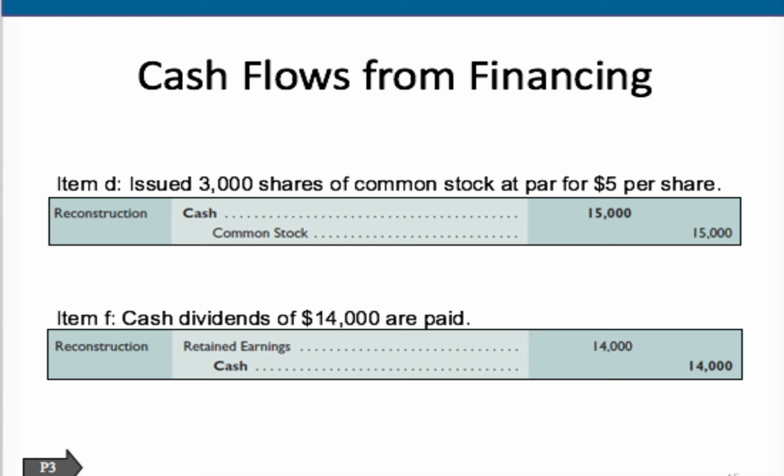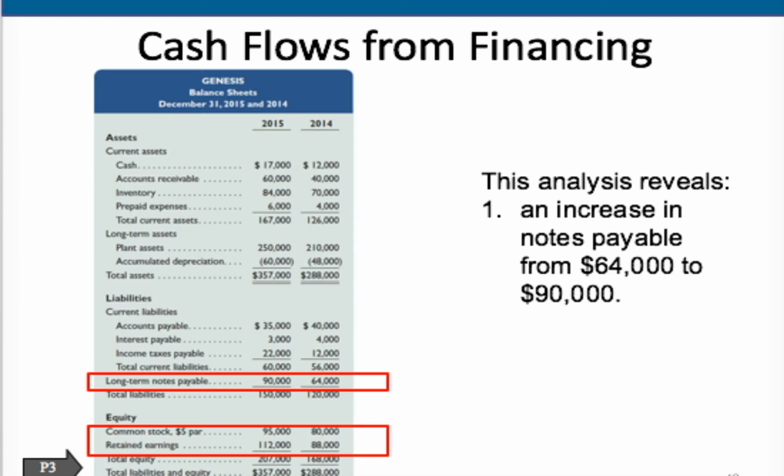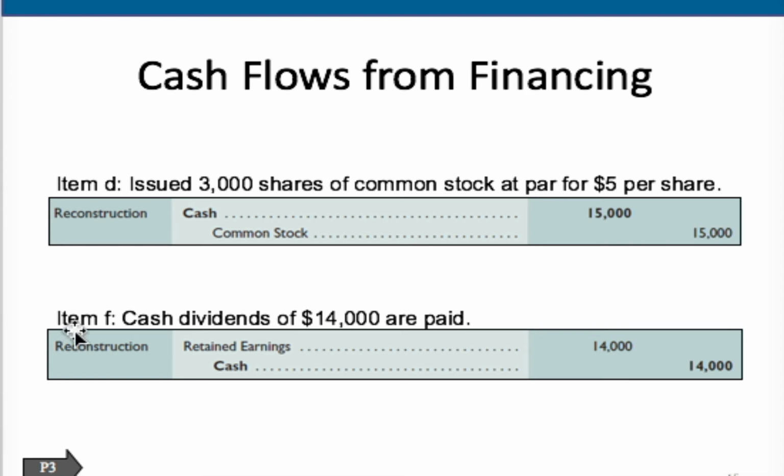The first stage in analyzing common stock is to review the comparative balance sheets from slide 43. Yeah, there we go. Which reveals an increase in common stock from 80,000 to 95,000. The second stage explains this change. Item D of the additional information provided earlier reports that 3,000 shares of common stock were issued at par for $5 a share. Reconstructed entries of that information are shown. That entry reveals a $15,000 cash inflow from stock issuance.